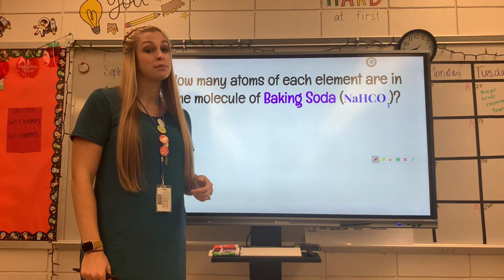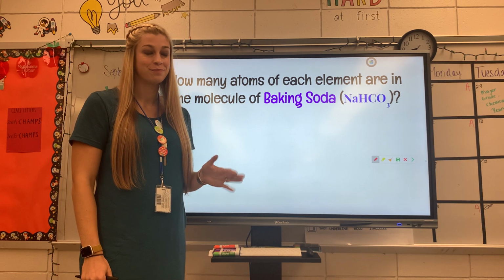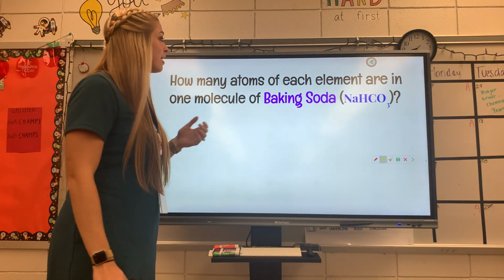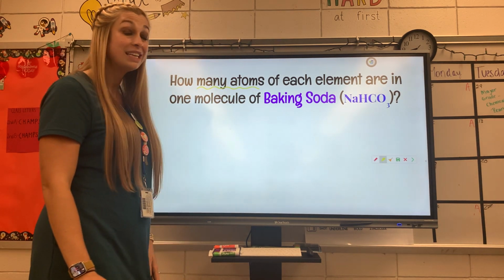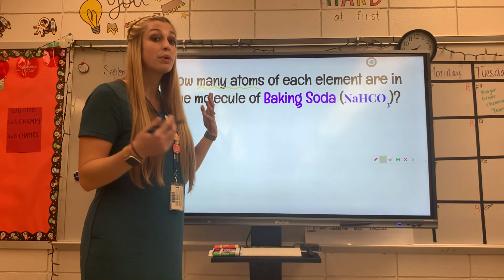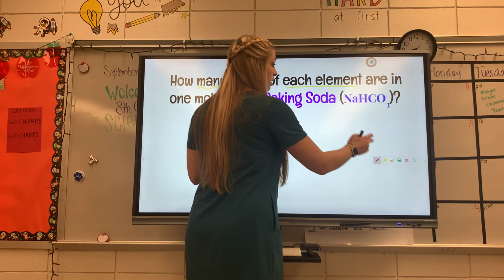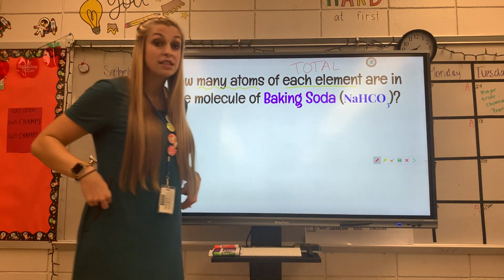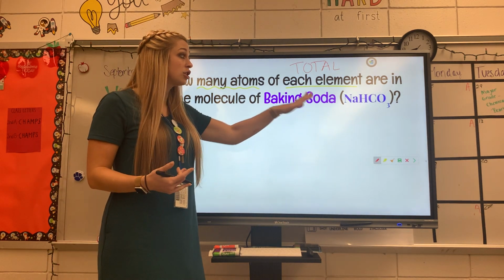Let's do some counting atoms practice together, and then you're going to do some just like this on your own, so pay attention. First thing I'm going to do is obviously read the question. So our question says, how many atoms of each element are in 1 molecule of baking soda? So we want to know how many atoms of each element. So that's another way of asking for the total atoms. We want to know all the atoms in each element.